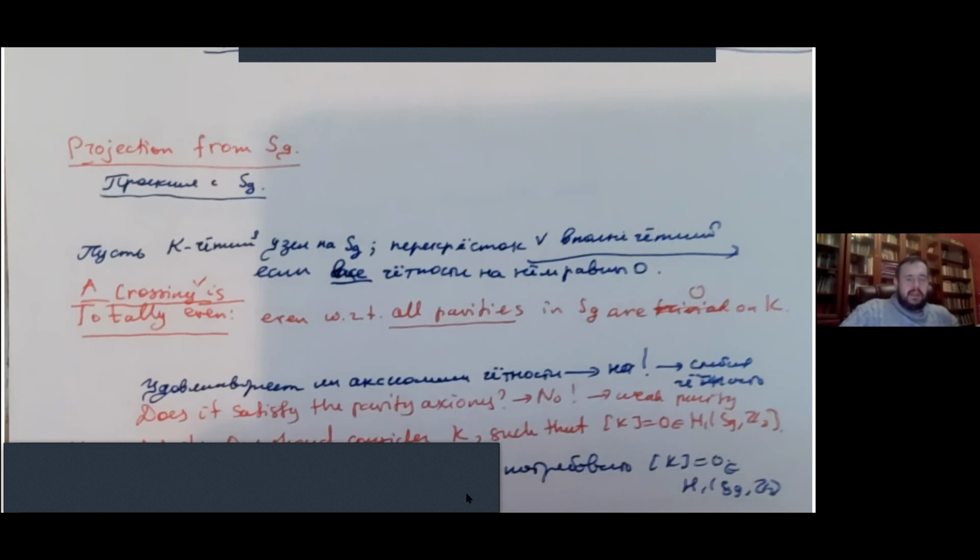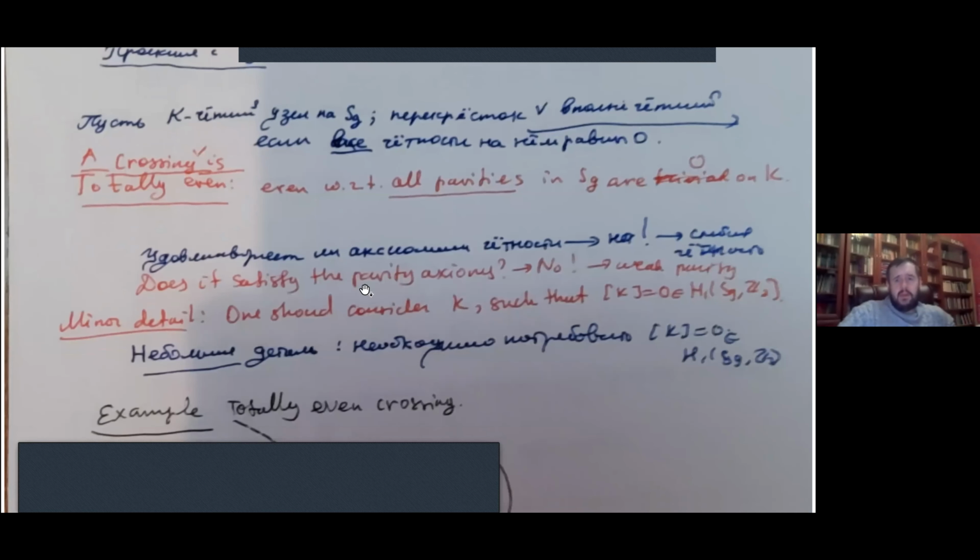So this means that actually we can consider completely even crossings, and we can have crossings which are not completely even. So this means completely even if we have all parities trivial, and not completely even if at least some parity is nontrivial. Now a question, does it satisfy the parity axioms? We can distinguish between completely even crossings and not completely even crossings. Удовлетворяет ли это аксиому четности?